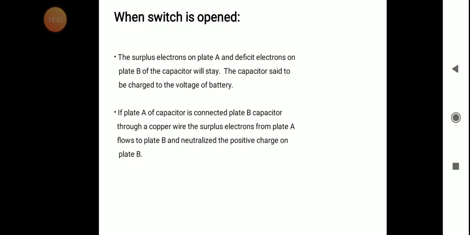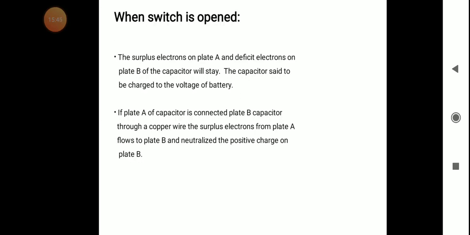What happened? When the switch is open, the surplus electrons on plate A and the deficit of electrons on plate B of the capacitor will stay. The capacitor is said to be charged to the voltage of the battery.